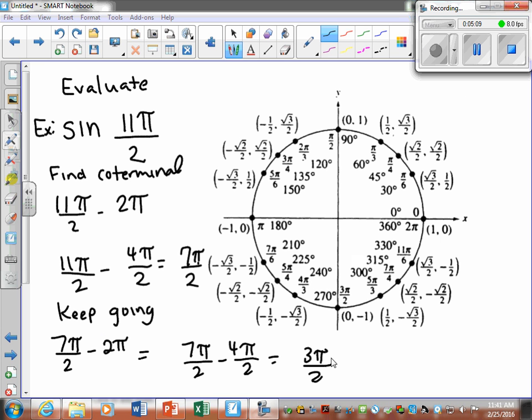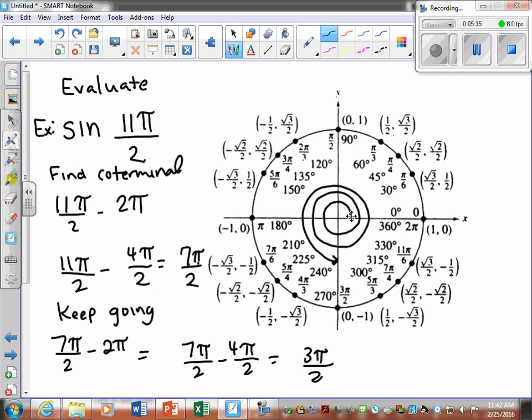Okay, so it looks like 3 pi over 2. We check our unit circle and we finally have one. So basically 11 pi over 2 was just one time around, a second time around, all the way back around. So it's kind of like this. Went around 2 pi, and around 2 pi again, and then it ended up here. So that's what 11 pi over 2 actually is.